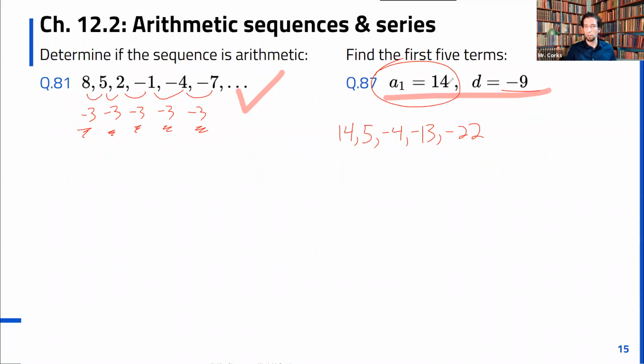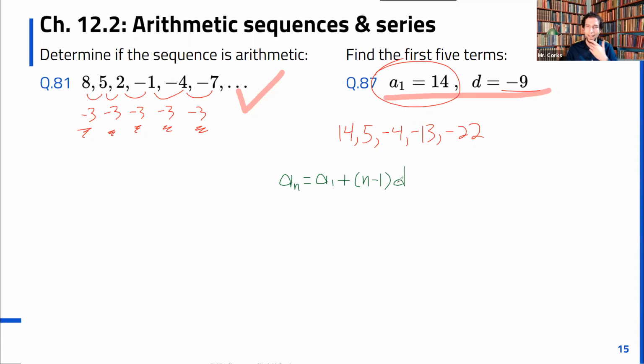The other way that we can do this is to use our general term formula to make a general term, and then use that to calculate what each of them are. What is our formula for the general term of an arithmetic sequence? a_n is equal to a1 plus (n minus 1) multiplied by d. So a1 plus (n minus 1) times d.